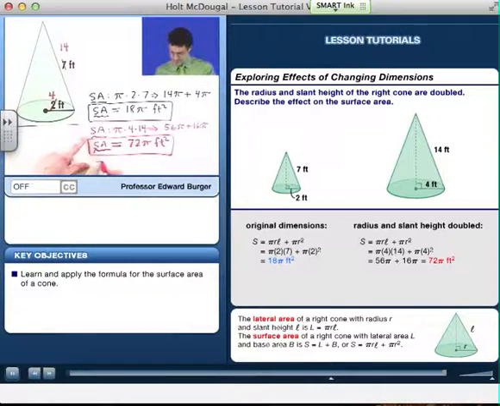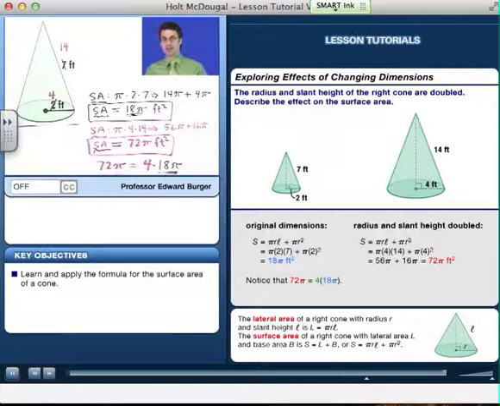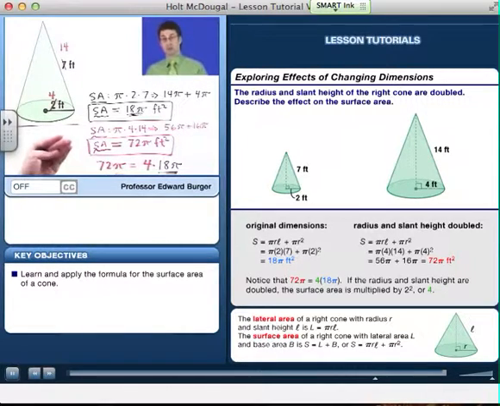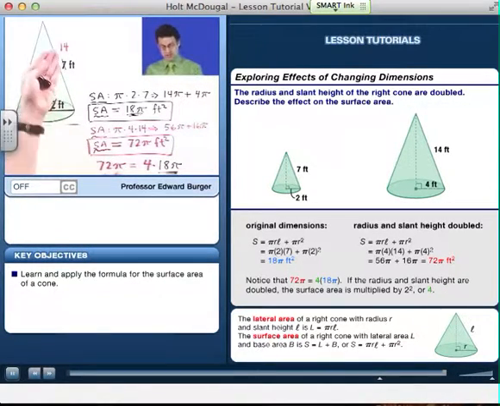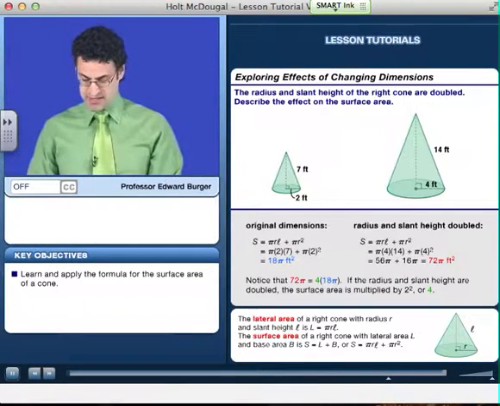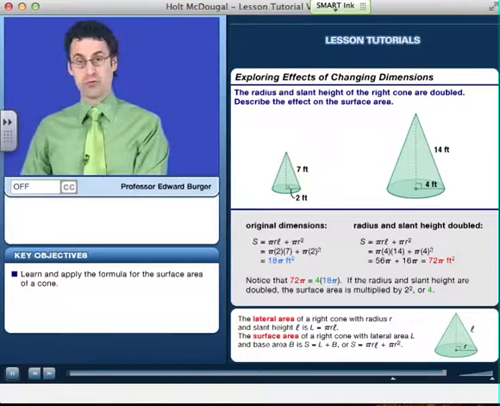And what do we notice about 72 pi? Well, 72 pi is nothing more than 4 times 18 pi. And you can see the 18 pi here. And so the surface area was multiplied, not by 2, which is what we doubled here, but in fact multiplied by 4. So when you take the length dimensions and multiply them all by 2, the surface area gets multiplied by 4.